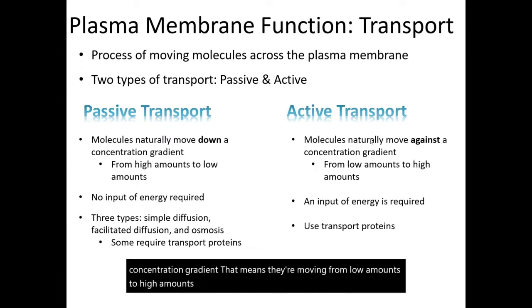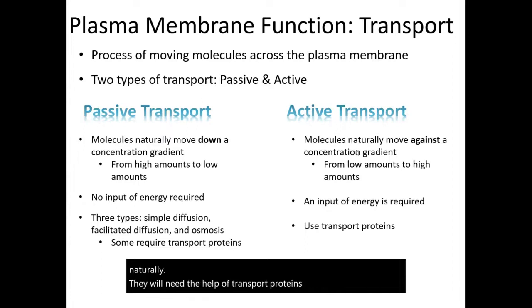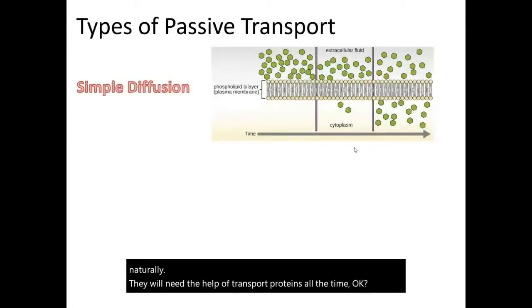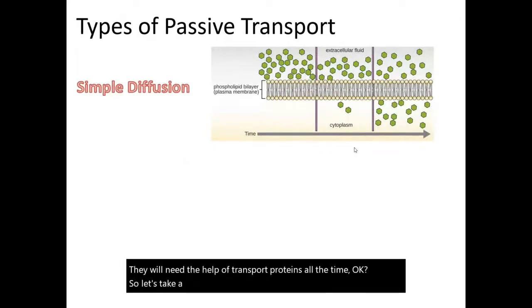In this case, think of somebody trying to fight through a crowd. They're going to have to exert a lot of energy to go against the grain to get through all the people. So in order to do this, an input of energy is going to be required. And for active transport, because they are going against what happens naturally, they will need the help of transport proteins all the time. So let's take a look at the different types of passive transport first.